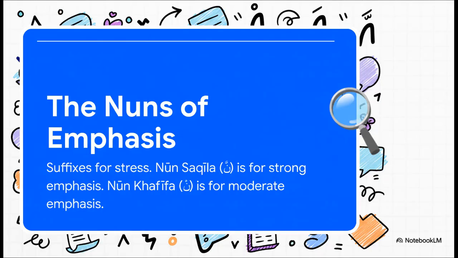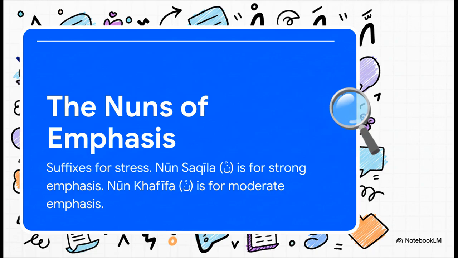So what's making this all happen? Well, it's these two special suffixes called the nuns of emphasis. First up, you have the Noon Saqila, or you can think of it as the heavy nun. You'll always spot it by the Shaddah on top, and it adds strong emphasis. Then you've got its cousin, the Noon Khafifa, the light nun. It's marked with a Sukun and gives a more moderate, kind of lighter emphasis. For this explainer, we're mostly going to focus on the heavy one, the Noon Saqila, because you'll see it way more often.